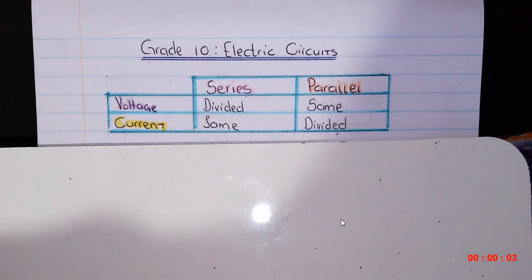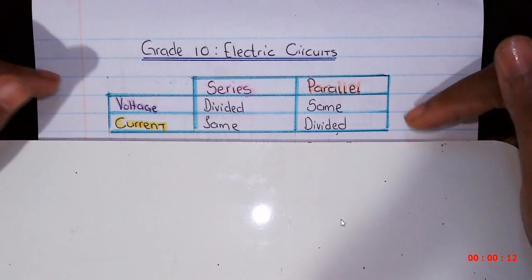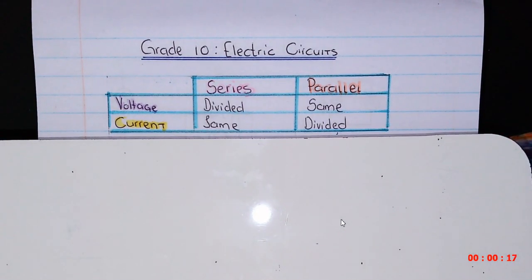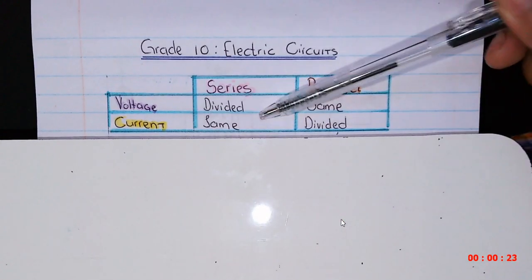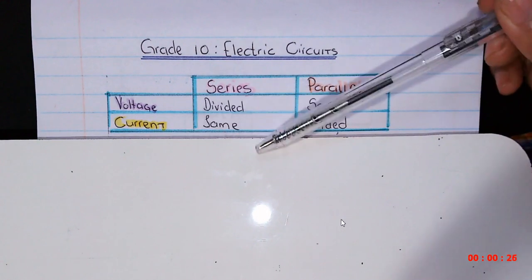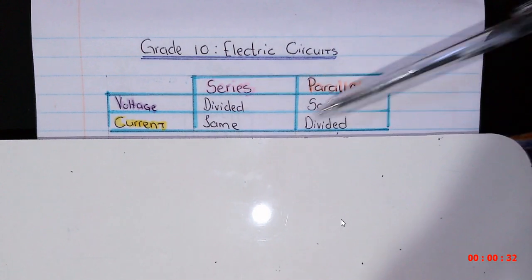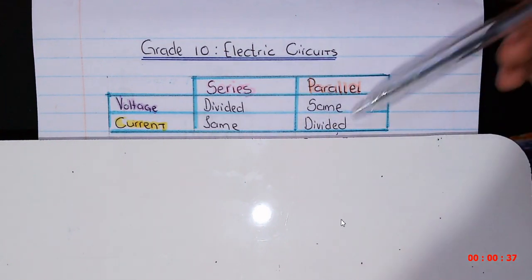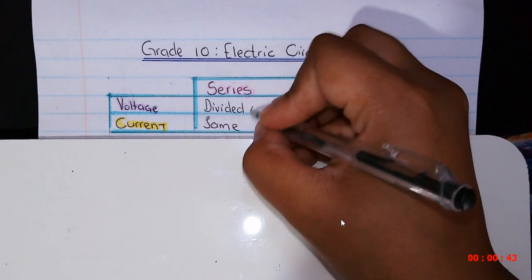Okay, grade 10. This is the grade 10 electrical circuits, and we have to start with the theory because the theory informs the mathematics. The theory is that when we have a series circuit, the voltage is divided and the current remains the same at every point in the circuit. When we have a parallel circuit, the voltage remains the same, but the current is divided. So a parallel circuit is a current divider, and the series circuit is a voltage divider.